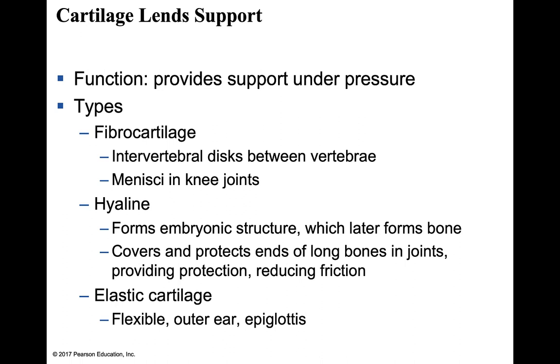Now, when we look at hyaline cartilage, that is the embryonic structure that the skeleton actually develops from. So the term is ossification. Okay? There are a number of animals out there, fish in particular, that do not have true skeletons. Sharks are a really good example. They actually have a cartilaginous skeleton. Now, hyaline cartilage is also known as articular cartilage, and it covers and protects the ends of our long bones in joints. And what that does, it protects us against friction. Now, osteoarthritis, that's actually a wearing away of that articular cartilage.